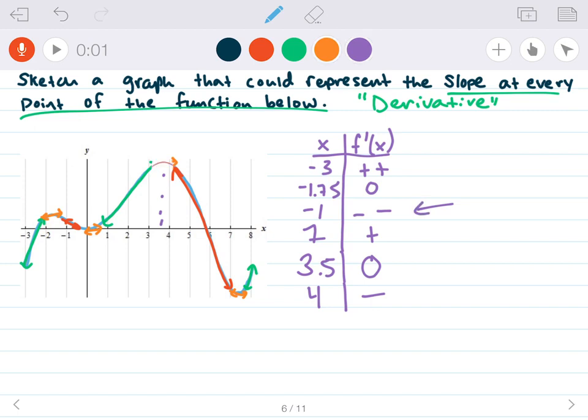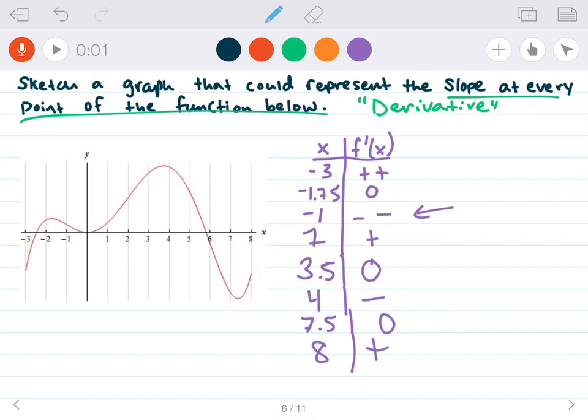Okay, so let's see what else we got. Right, okay, and so then it looks like about 7.5. This thing is 0 again, and then it starts sloping up. Okay, so let's go ahead and just kind of sketch this out.